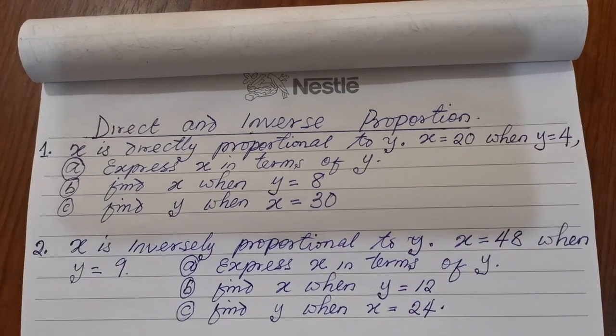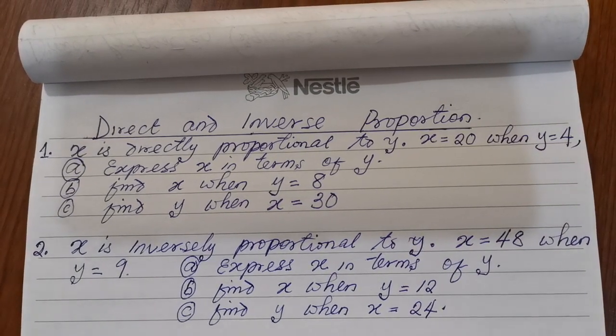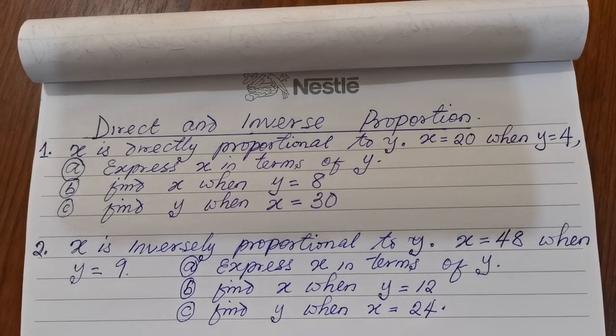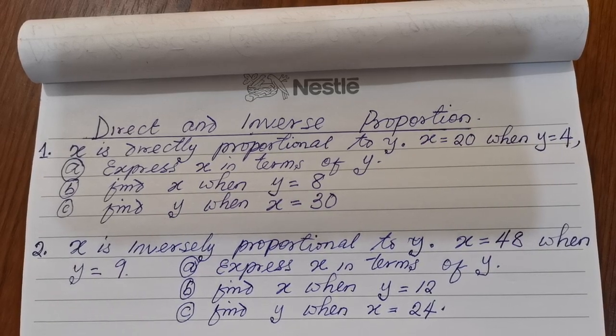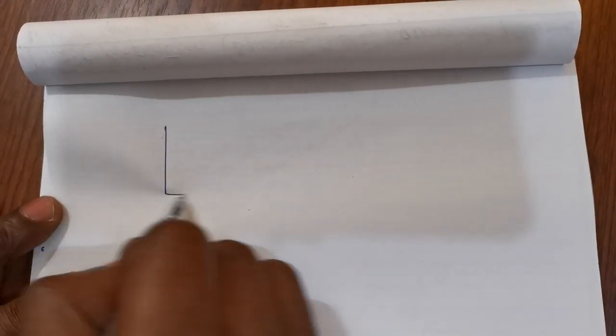Okay, in this lesson we are going to talk about direct and inverse proportion. In mathematics, we say that two quantities are proportional if as one of them changes, the other one also changes. So in direct and inverse proportion, let me start with the graph.